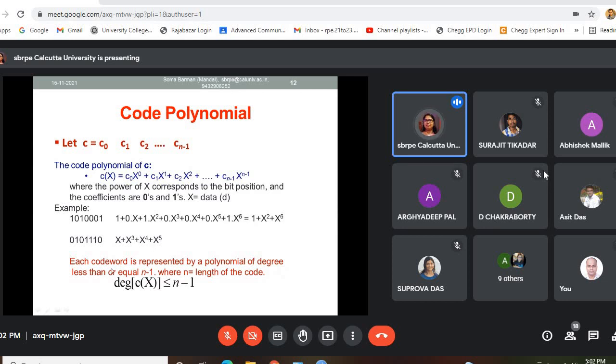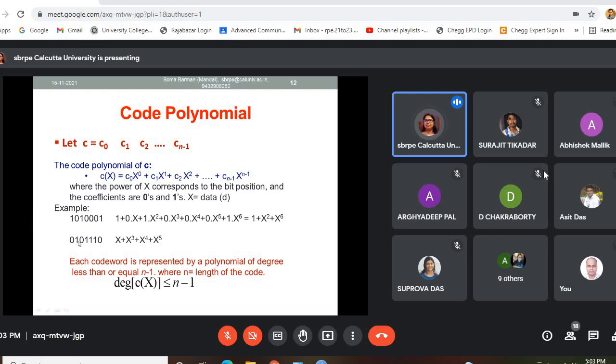Okay, and each code word is represented by a polynomial of degree less than or equal to n minus 1, because your code word length is n. So you are considering, see here, 1 2 3 4 5 6 7. Your code length is here 7. So your order of the polynomial is 6. So n minus 1. Either n minus 1 or less than or equal to n minus 1.